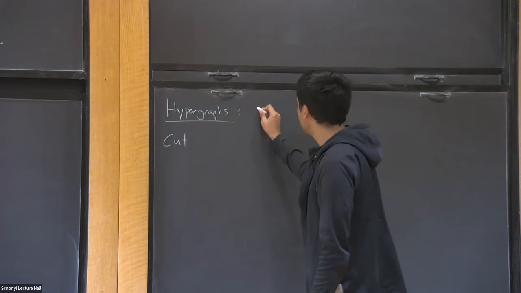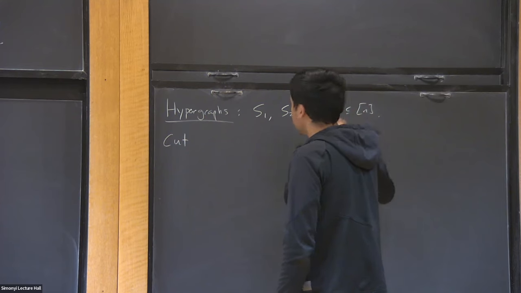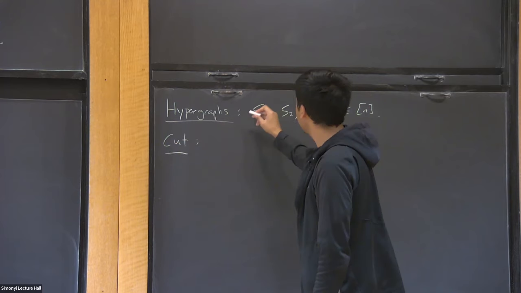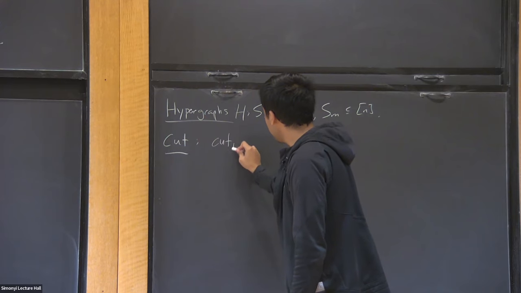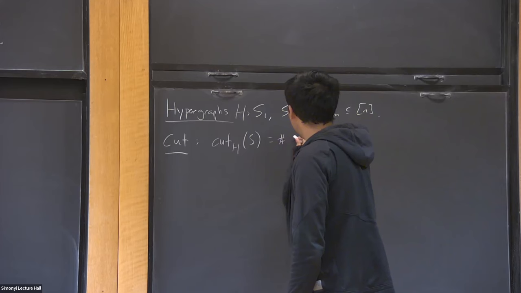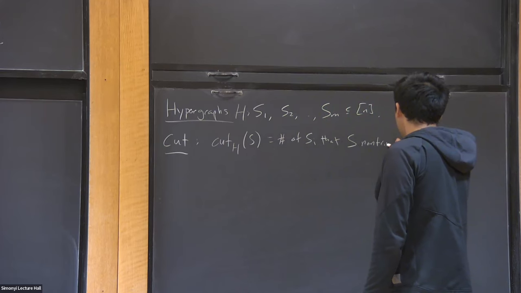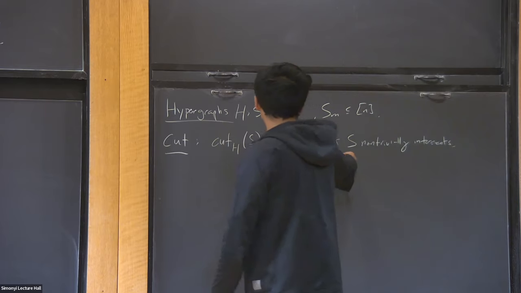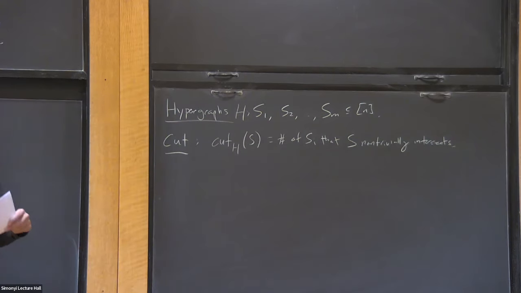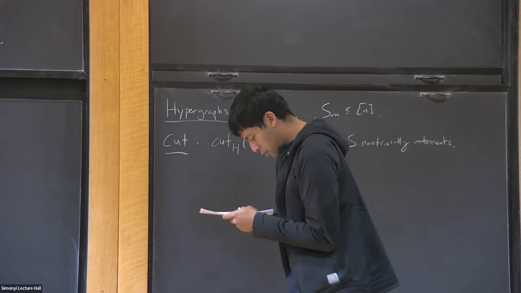A hypergraph is formally a collection of subsets S1 to Sm of [n]. And given this hypergraph, let's call it H, the cut in H of a set S is the number of Si that S non-trivially intersects. What I mean by this is that S non-trivially intersects Si if S is not contained in Si and Si is not contained in S or something like that. They need to have a non-trivial intersection. Let me just write out the formula so it's a little nicer.